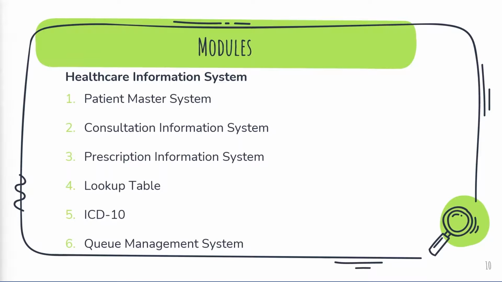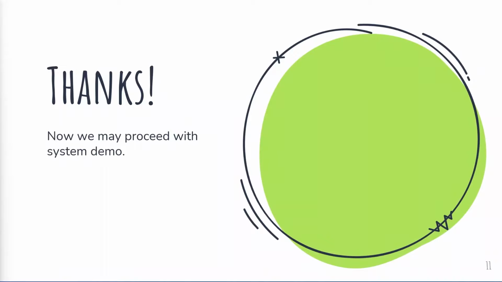The modules in the system are: first, patient master system; consultation information system; prescription information system; a lookup table; next, the ICD10 search engine; and lastly, a queue management system. And that's it for the slides presentation. Now we move on to the demonstration.